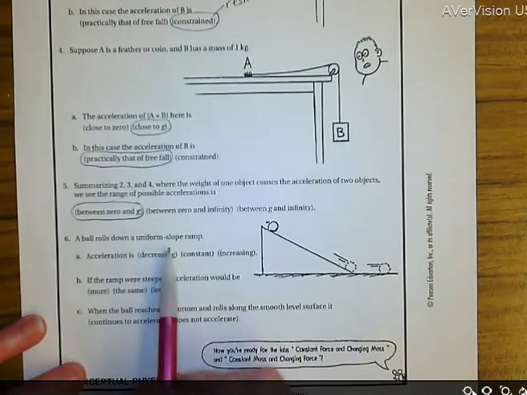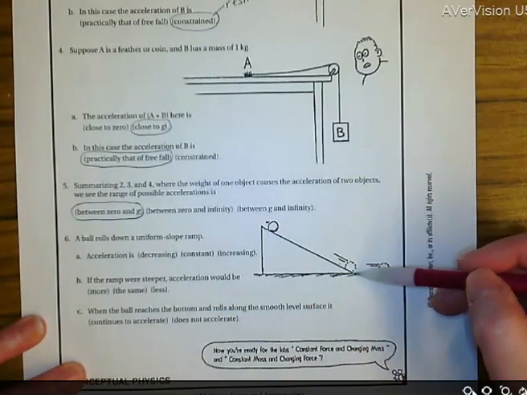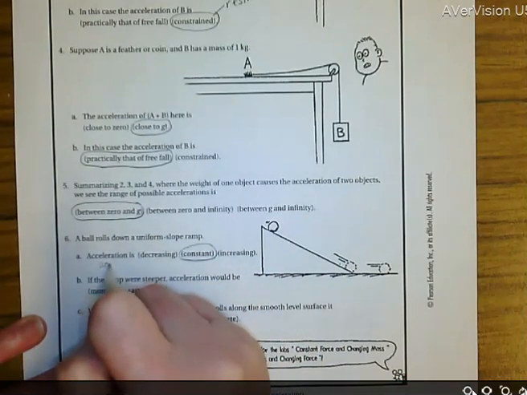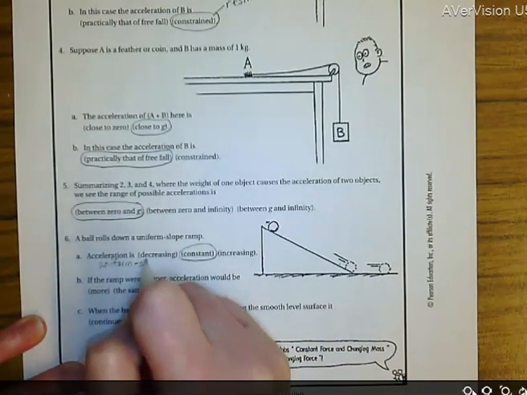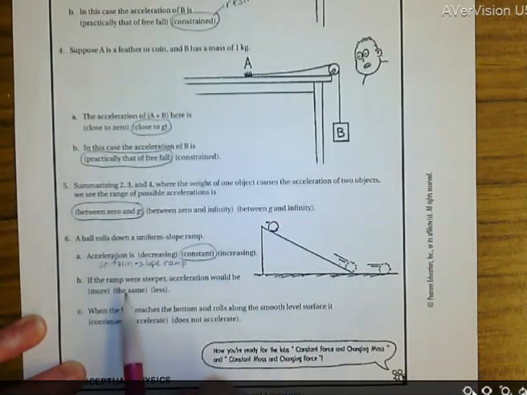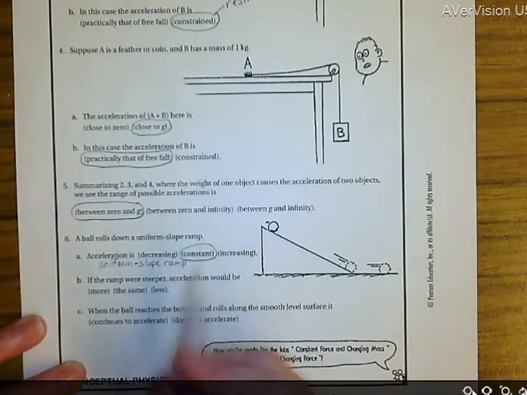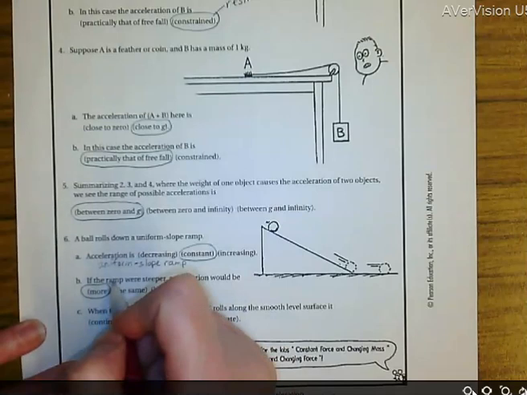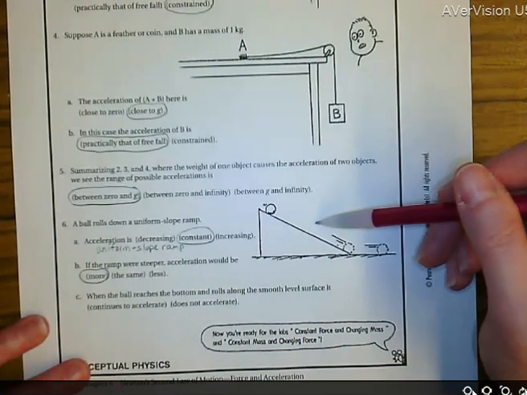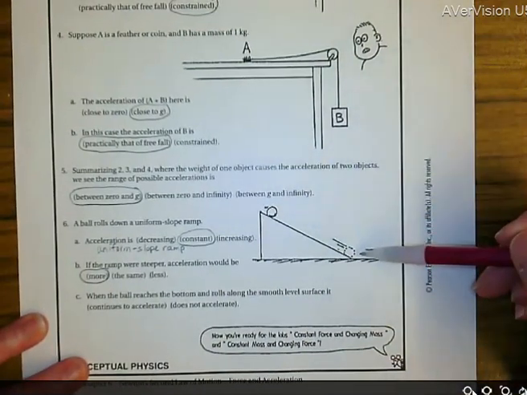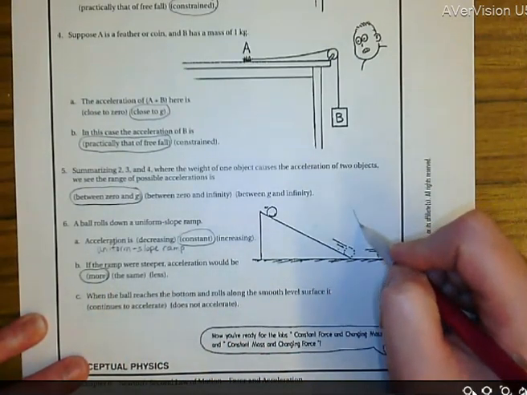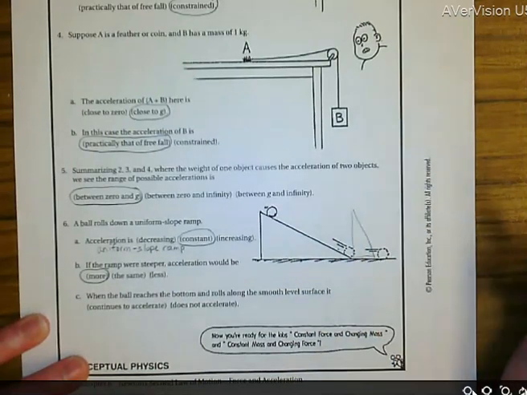A ball rolls down a uniform slope ramp. Acceleration is constant, and the reason it's constant is that it's a uniform slope ramp, so that makes the acceleration constant. If the ramp were steeper, the acceleration would be more, because the ramp is steeper, that's going to increase the acceleration, compared to this one. It still will have a constant acceleration as it goes down the ramp, but the acceleration on a steeper ramp, if my ramp looked more like this, would be more.